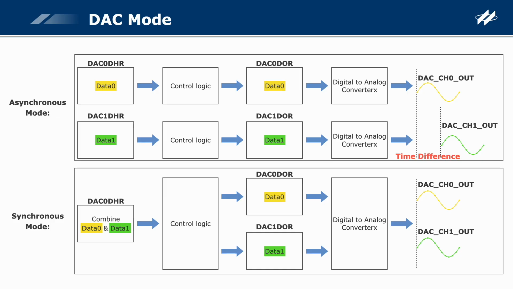In the asynchronous mode, each DAC channel operates independently. The generation time of analog signals varies depending on the order in which the data is written into each channel. In the synchronous mode, multiple DAC channels operate simultaneously and each channel generates an analog signal simultaneously.